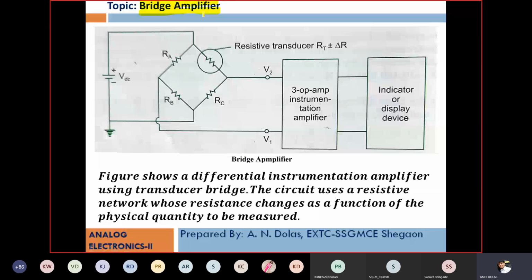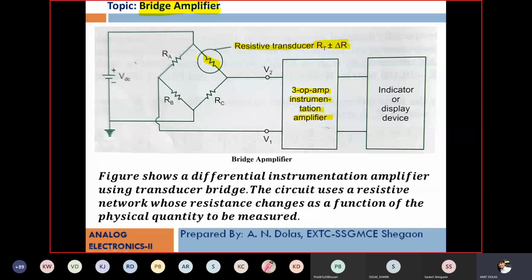Whenever we are measuring a physical quantity like temperature using an RTD, we know an RTD is a device which changes the physical value of its resistance with respect to temperature. That physical quantity cannot be directly given to a 3 op amp instrumentation amplifier for display or control purposes. Therefore, what we do, you have seen such a type of bridge.